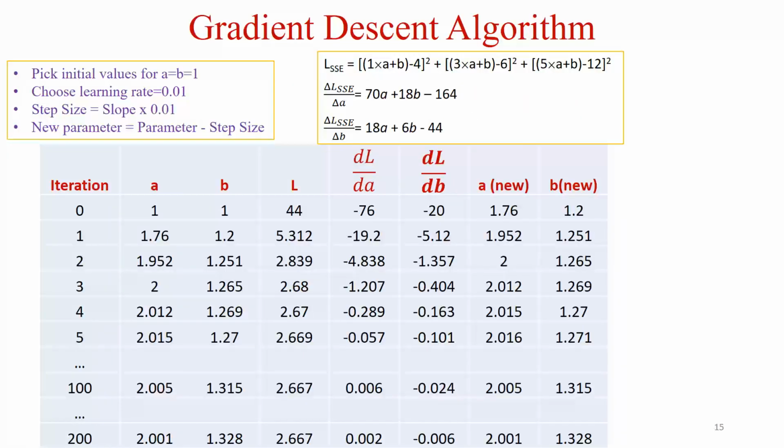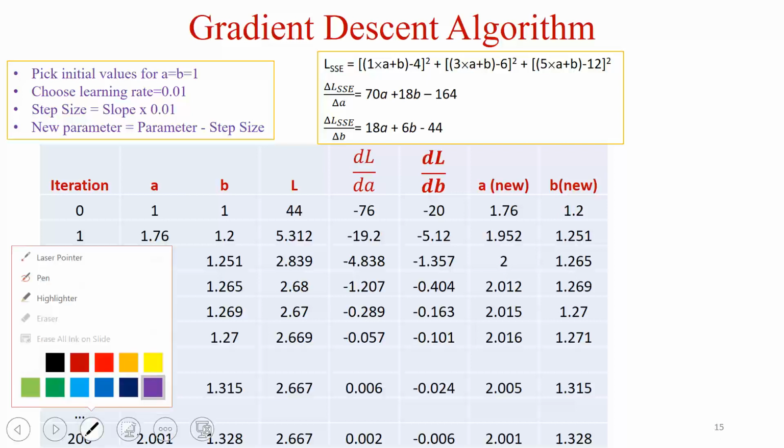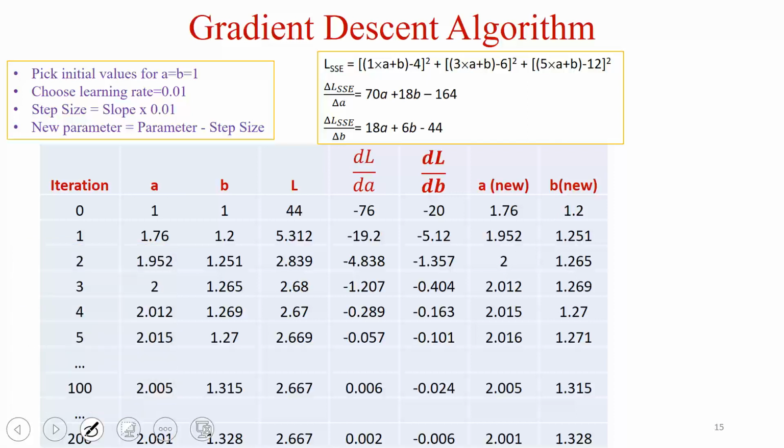So now let's go back to our line fitting example. We started with A and B random values of 1 and 1, and we evaluated the loss function. I forgot to mention we chose a learning rate of 0.01, so the step size will be the slope times 0.01. This is in the update equation.